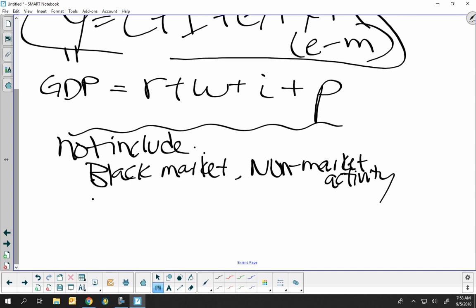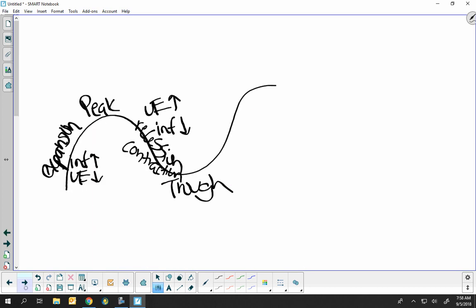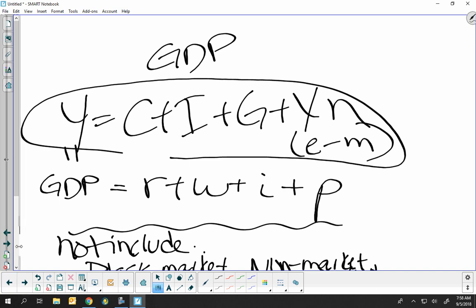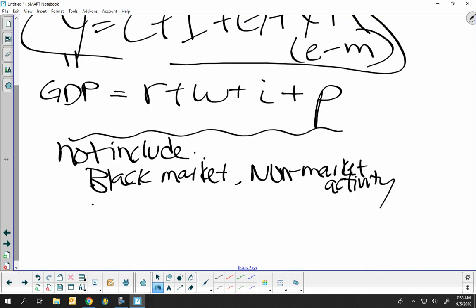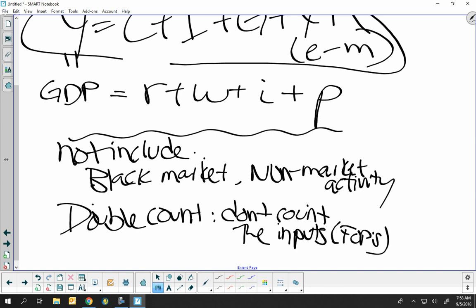Let's talk about something else. What did I say earlier? It was GDP. Okay, double count. Can anyone explain double counting to me? It would be the total price plus the items, like capital, the resources. Don't count the inputs, also called the FOPs, the resources, the factors of production, otherwise you are double counting.